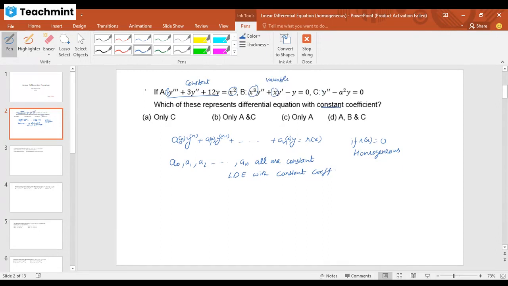And here also the coefficient of y double dash is 1. Coefficient of y is a square, which is again a constant. So it is again a differential equation with constant coefficient. So in this case, we find that A and C, both these two differential equations are differential equation with constant coefficient. In this case, the correct answer is option B only, right?